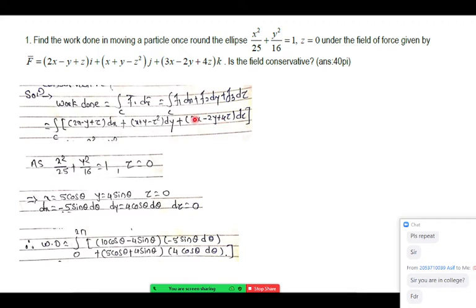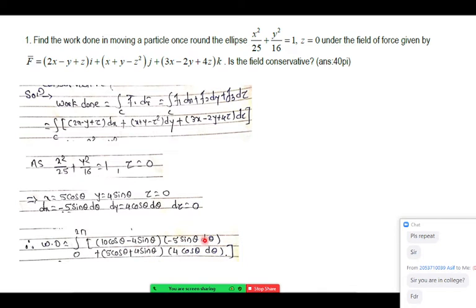Now there is no need to write the last term. The reason is dz is 0. As dz is 0, 0 into anything is 0. So only the first two terms are written, f1 dx plus f2 dy only. f3 dz is 0 because dz is 0 there. Now the only thing left is the integration of this part. Our aim is to integrate.